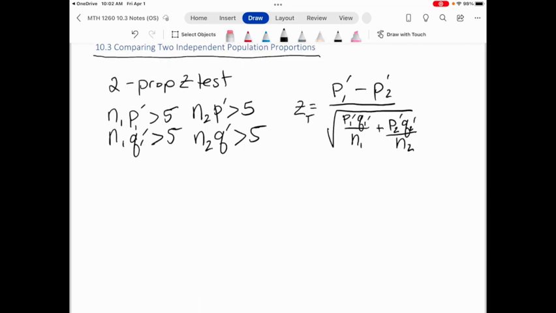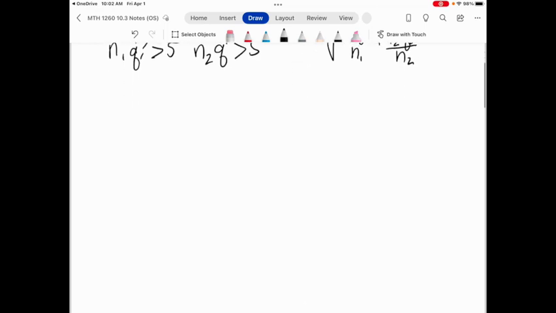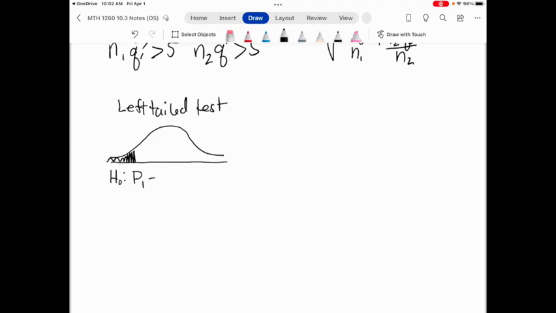The steps to the hypothesis test are the same. When you set it up, though, you have your left-tailed test, and that would be, when you have this case, your null hypothesis will be p1 minus p2 is equal to 0. The alternative hypothesis is going to be p1 minus p2 is less than 0.